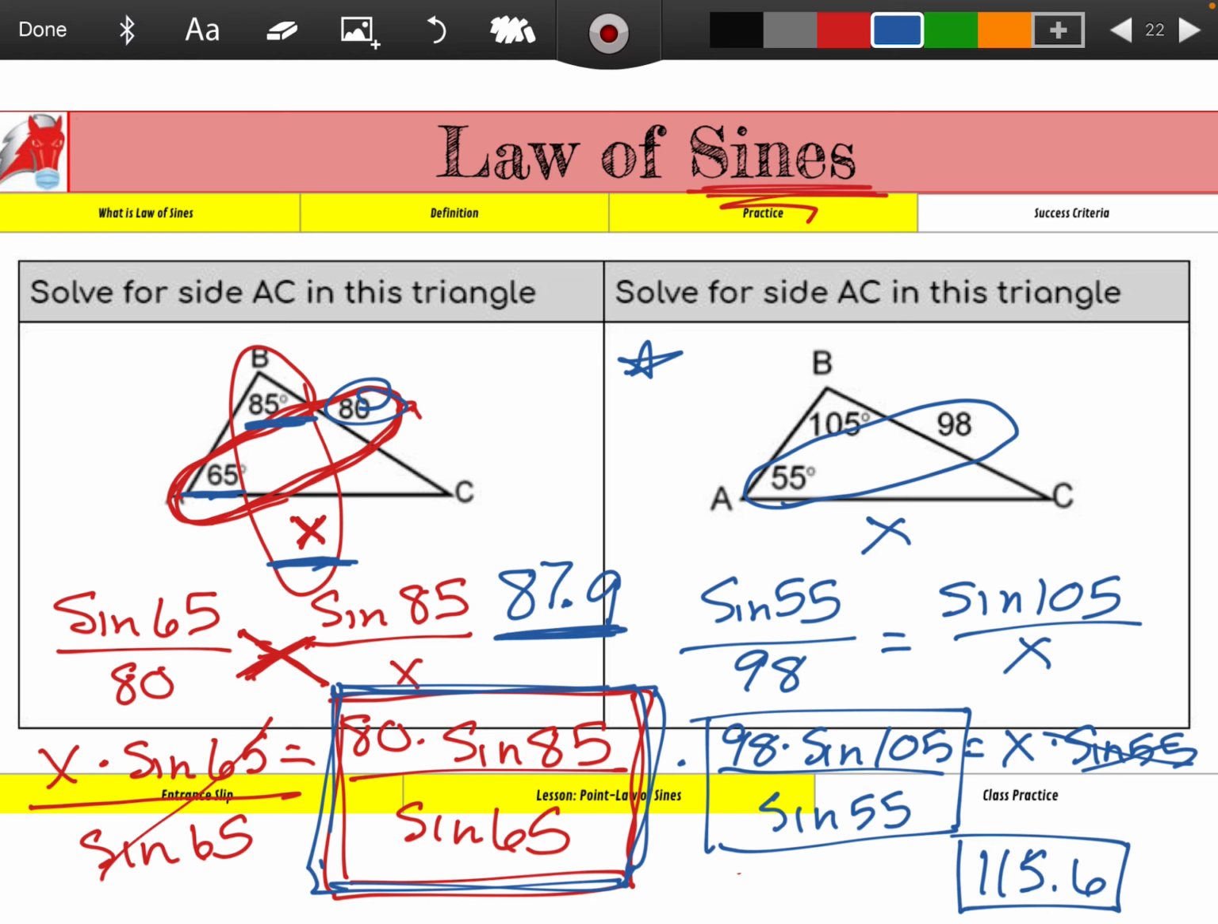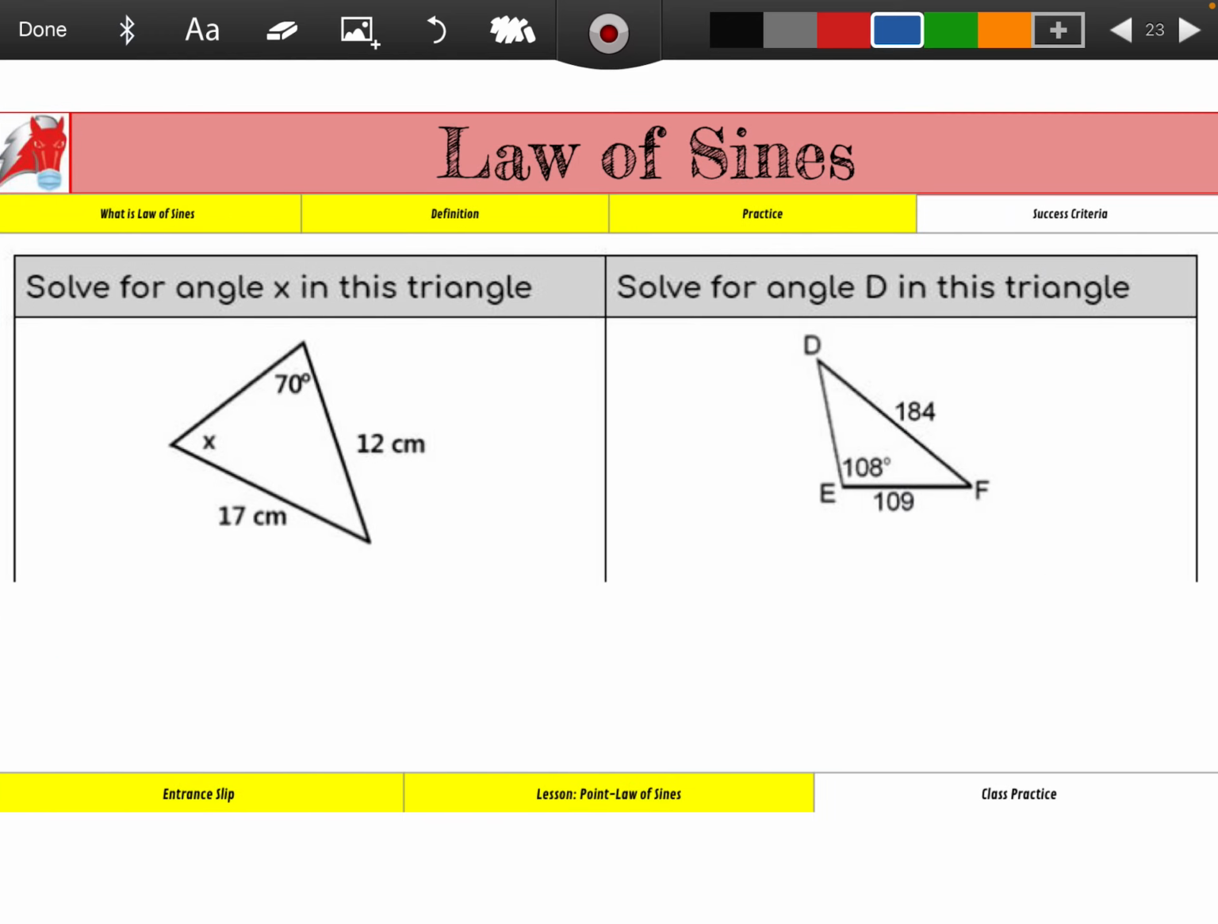So if you want to try other ones, you can do that. Make sure you got it. Double check the solutions, and then come back to the video here and you can do the angles if you want to.